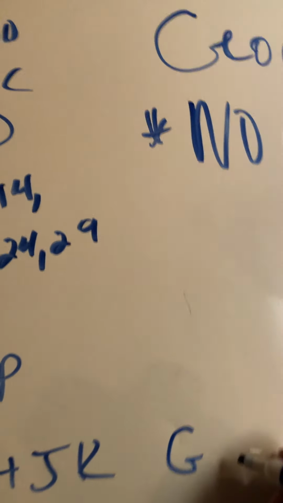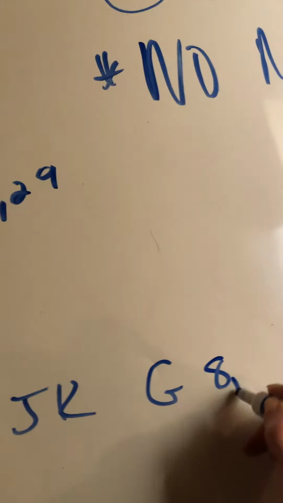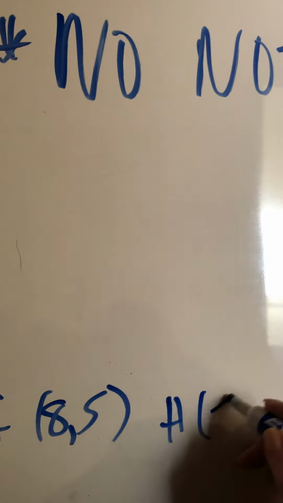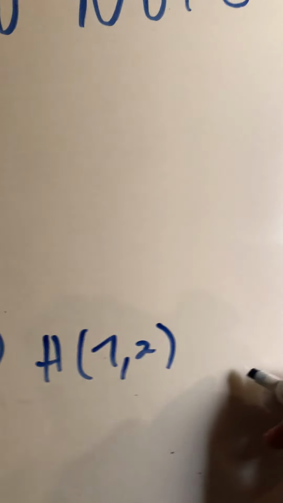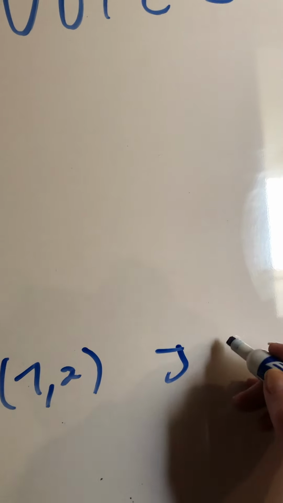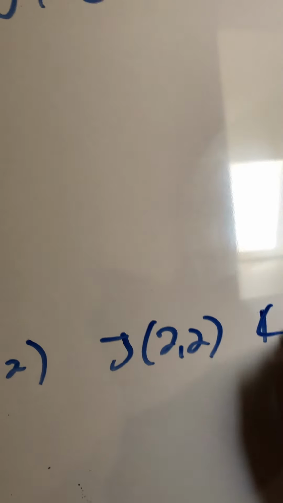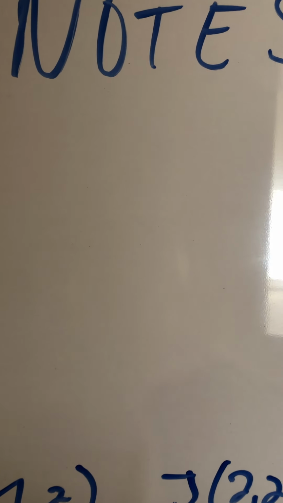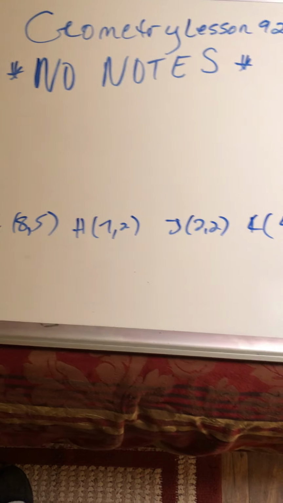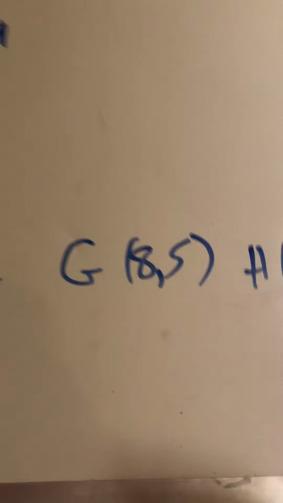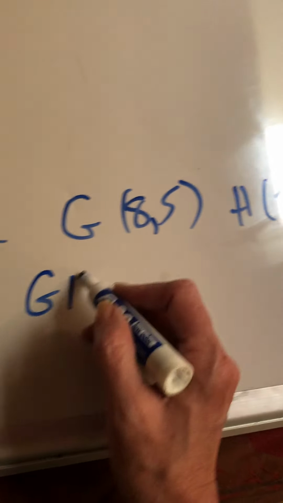So coordinate G is 8, 5, it looks like. G is 8, 5. H is 7, 2. J is 2, 2. And K is, all right, 4, 8, it looks like. Okay, wow. G is 8, 5, H is 7, 2, J is 2, 2, and K is 4, 8. So then we do slope. Find slope of all of them. So I'm going to start with GH.